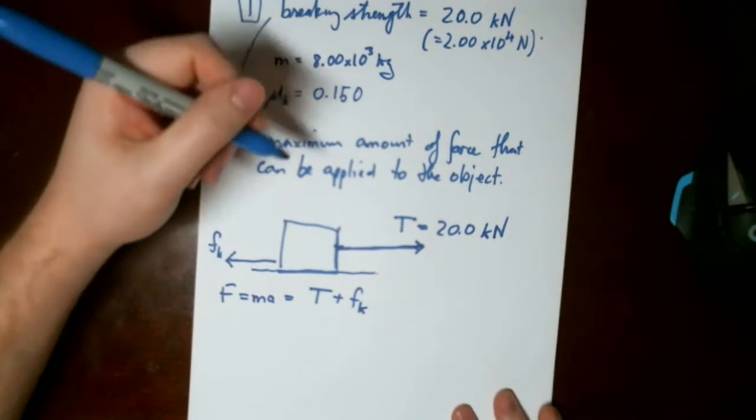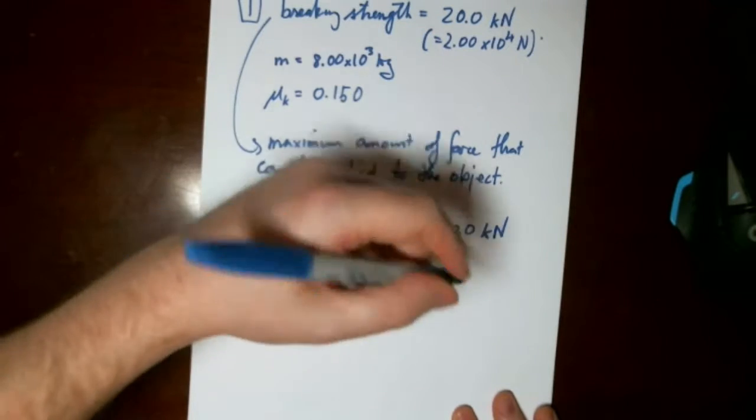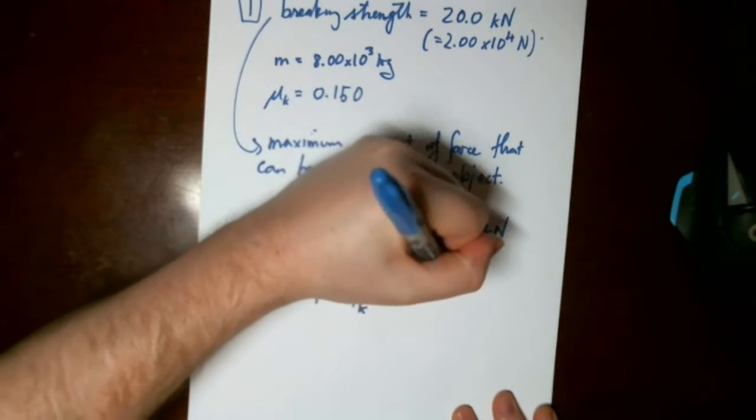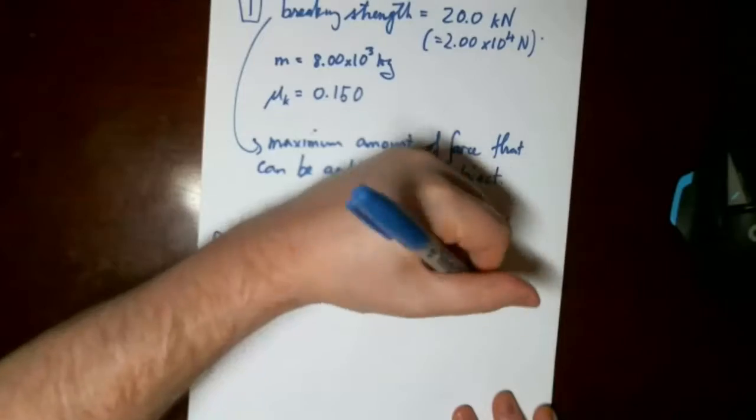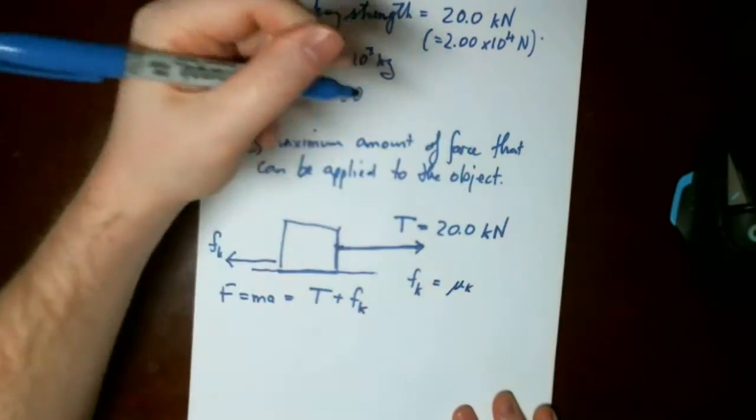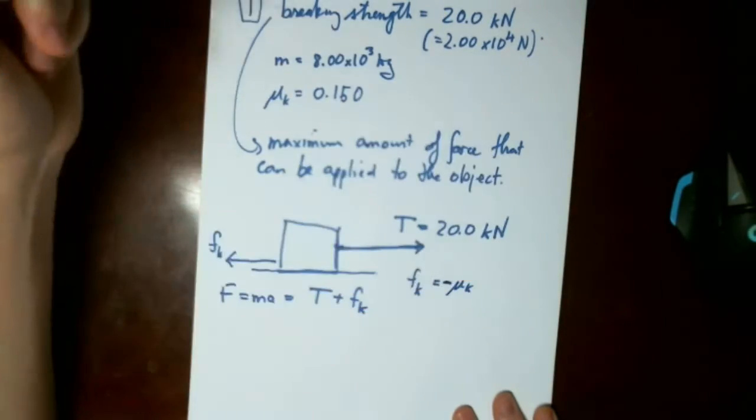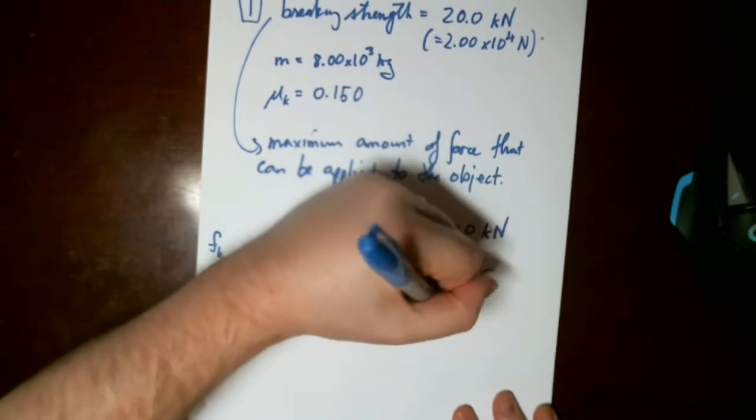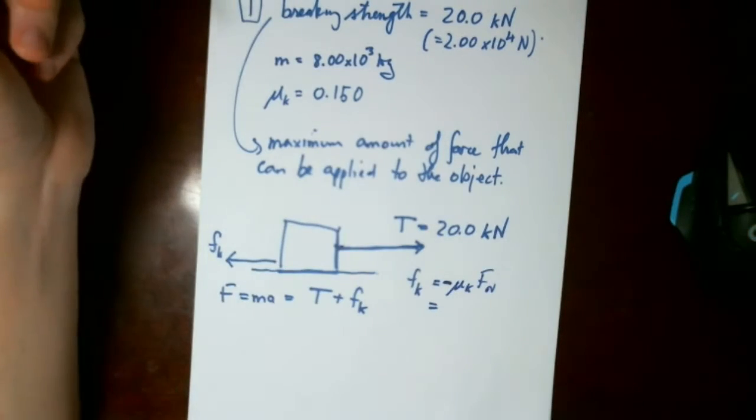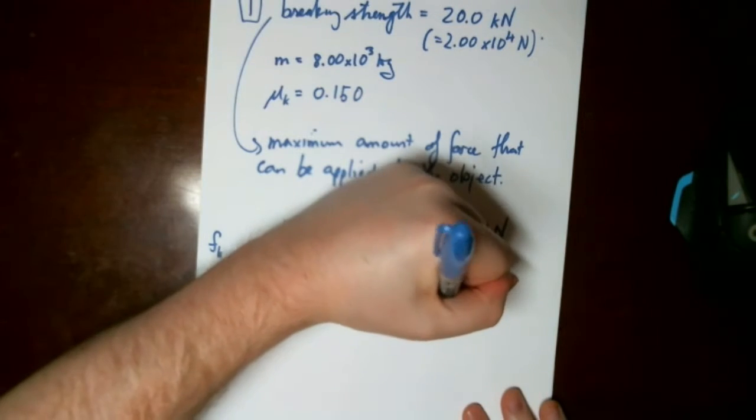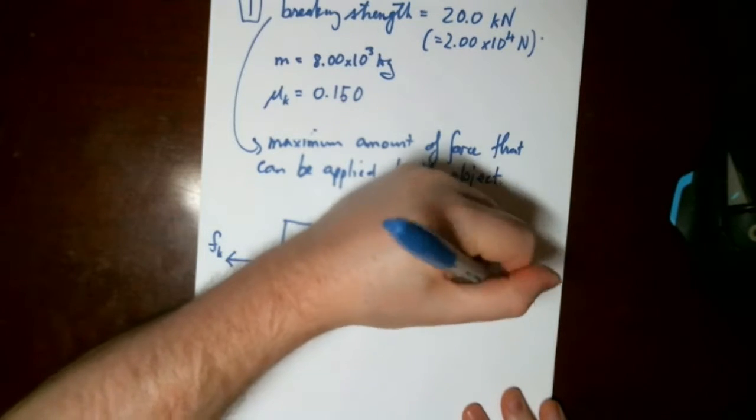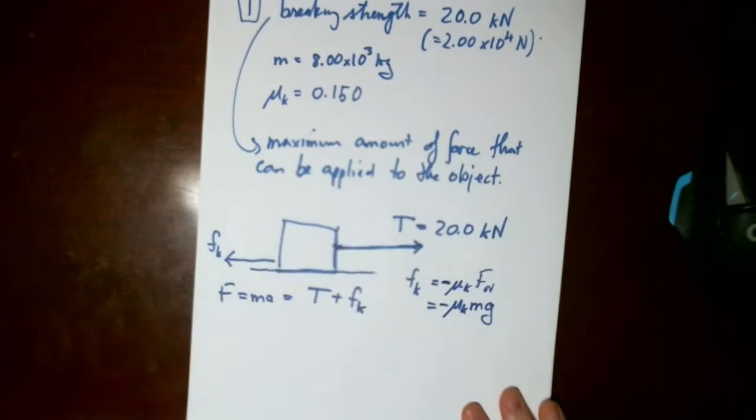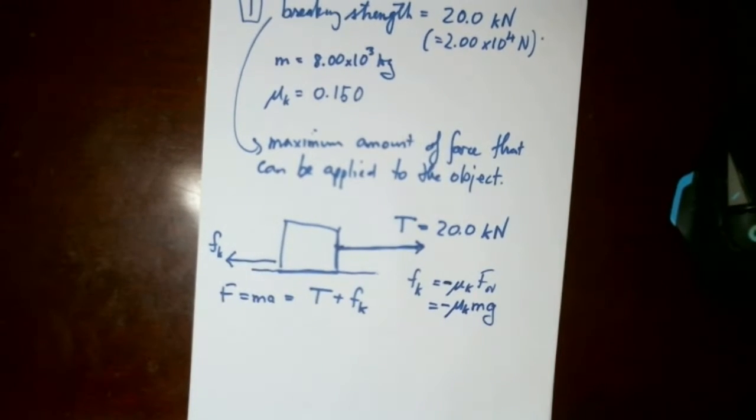All right, so then the force of friction. We know this force of kinetic friction is negative mu sub k F n, where n is the normal force. And we know the normal force, since we're not on a slope, is just going to be mg. So we have negative mu sub k mg as our force of friction.